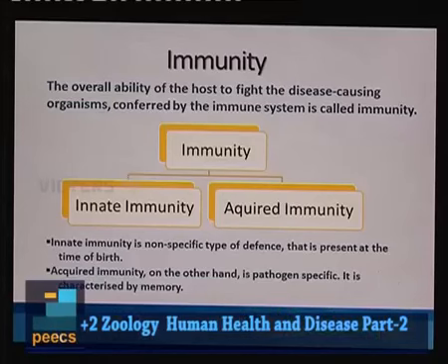The second type of immunity is known as acquired immunity. Acquired immunity, on the other hand, is specific immunity, and we can say it is pathogen specific. It is also characterized by memory.